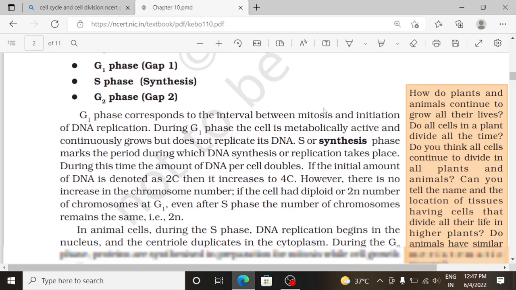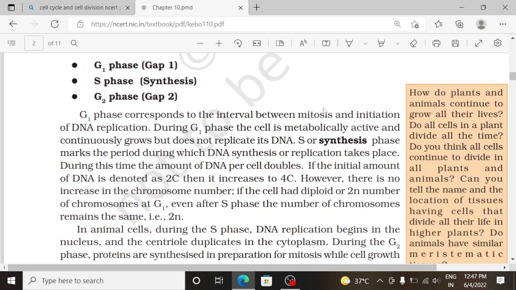G1 phase corresponds to the interval between mitosis and initiation of DNA replication. During G1 phase, the cell is metabolically active and continuously grows but does not replicate its DNA. S or synthesis phase marks the period during which DNA synthesis or replication takes place. During this time, the amount of DNA per cell doubles. If the initial amount of DNA is denoted as 2C, then it increases to 4C.